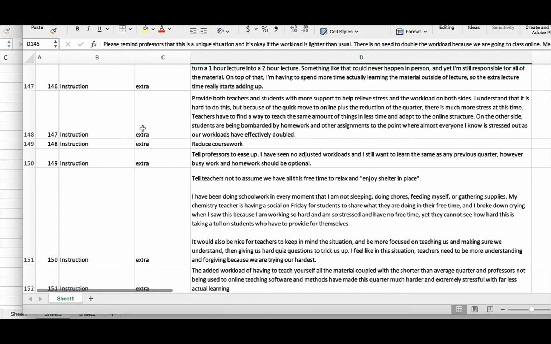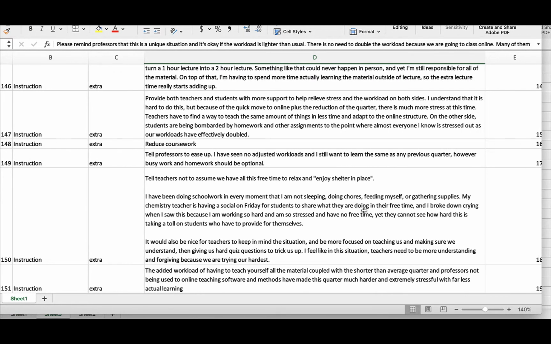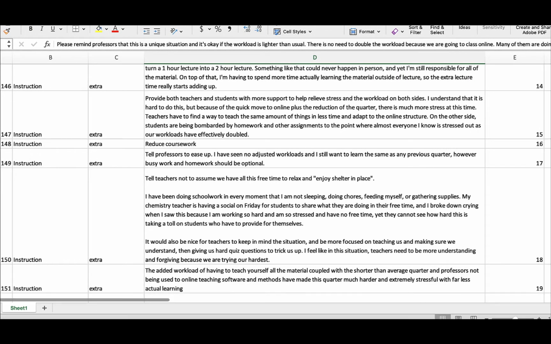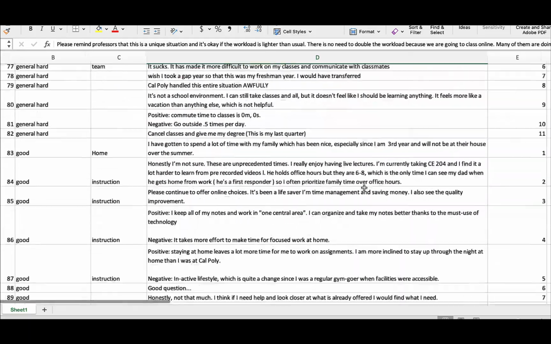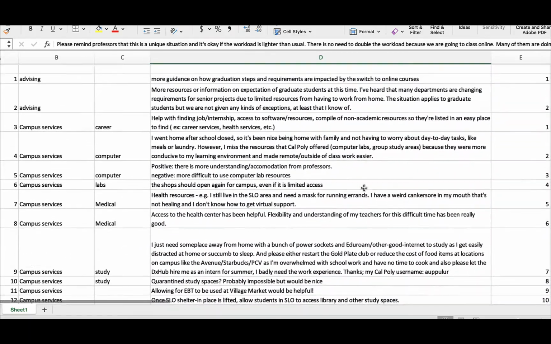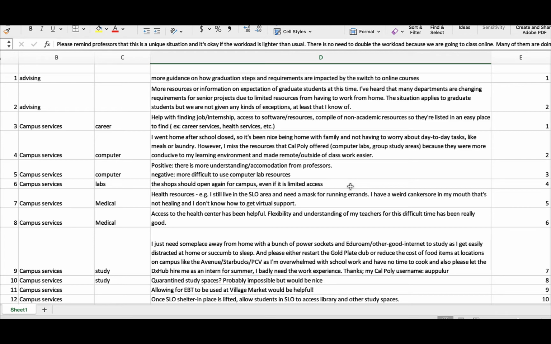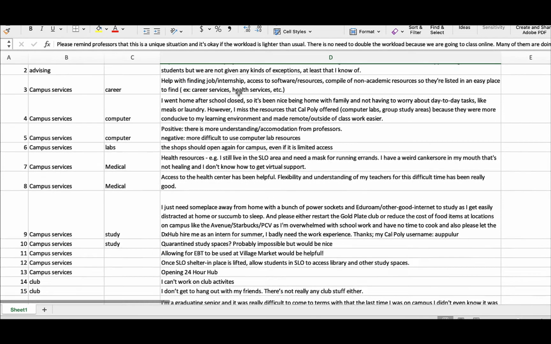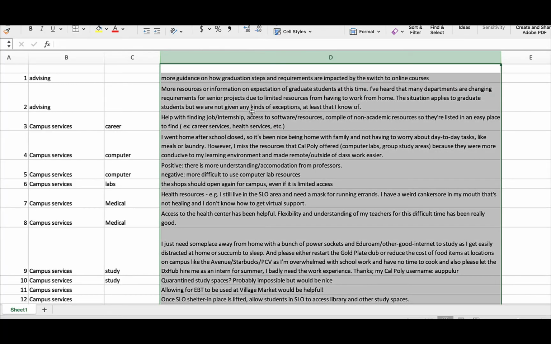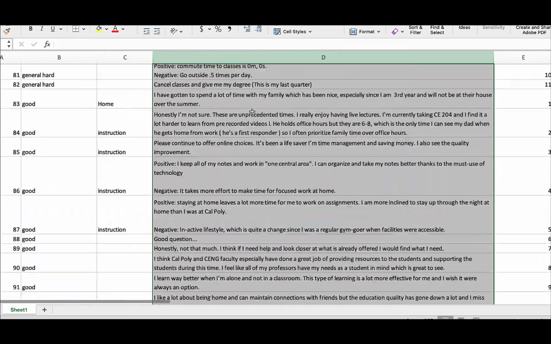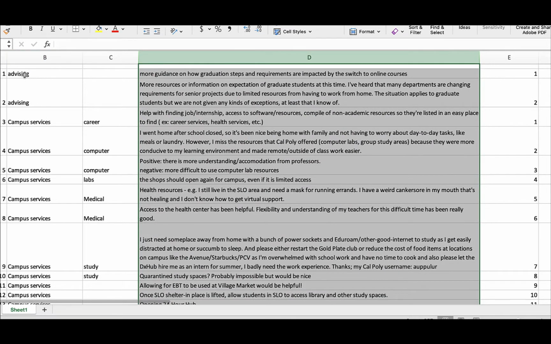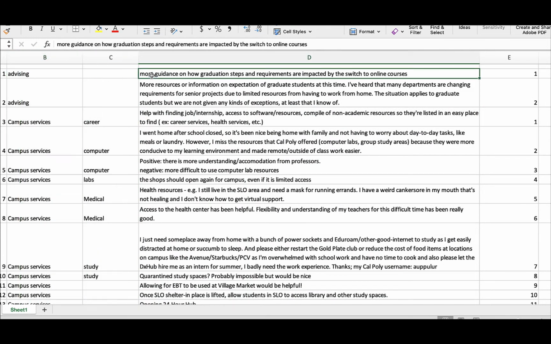So here is the Excel data sheet where I have downloaded all of the comments. This was done in Qualtrics, which is online, but it could be Google Forms or SurveyMonkey or whatever it is we're using. I downloaded all of these, which is in column D, and there's a lot of them. And then I went through them and I categorized them. Like this one says, more guidance on how graduation steps and requirements are impacted by the switch to online courses. So I categorized that as advising.